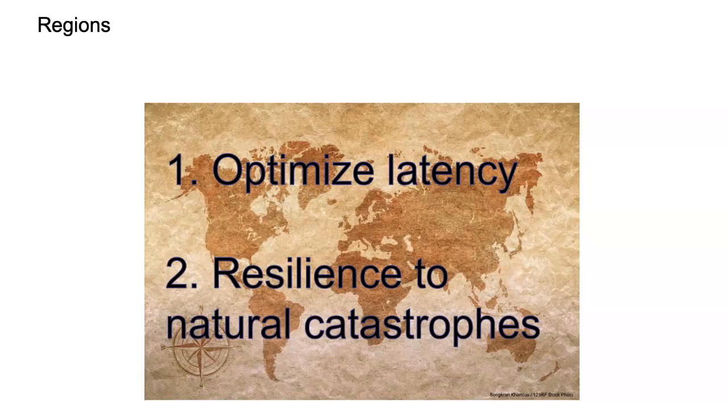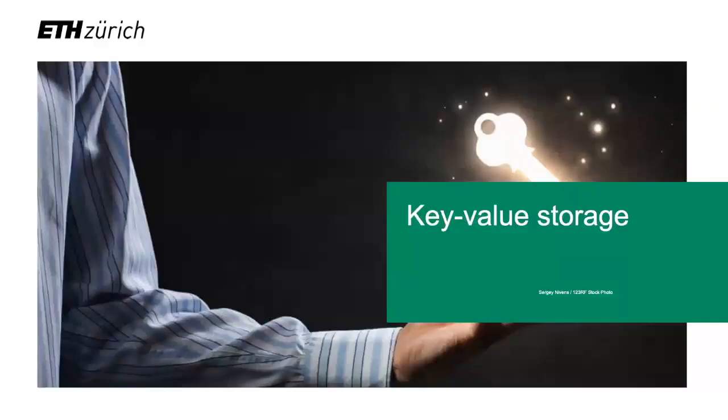Second, natural catastrophes. Imagine that a data center burns down. It happened a few years ago in the east of France. There is a data center that burned down. They didn't make any backups. That was a catastrophe for all the businesses that had their data in there. You replicate to avoid that kind of thing from happening, right? So it's these two reasons. You optimize latency and you are resilient to natural catastrophes.